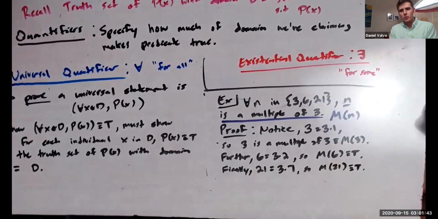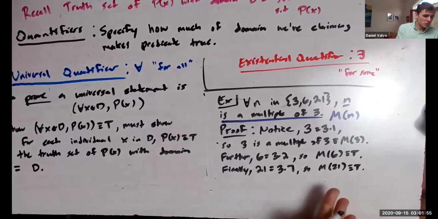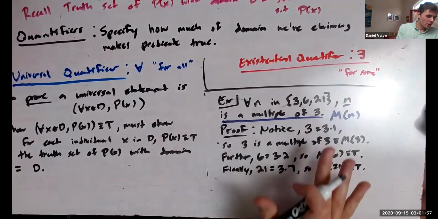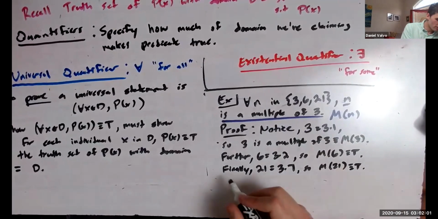Being a multiple of 3 just means you're some integer times 3. We're going to go through these definitions later. We're being a little wishy-washy here with the multiple, but we're not being wishy-washy with the universal statement. The point is, right now we've shown that for every n in the domain you plug in, M of n is true.